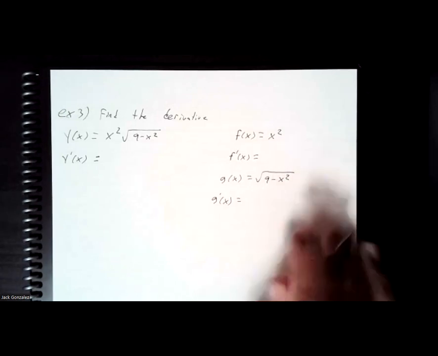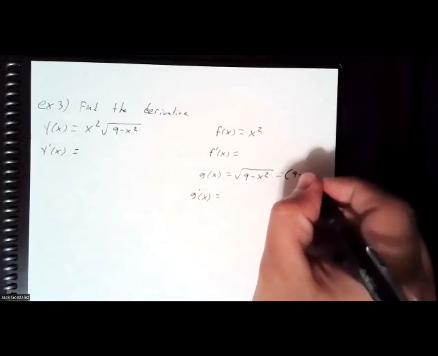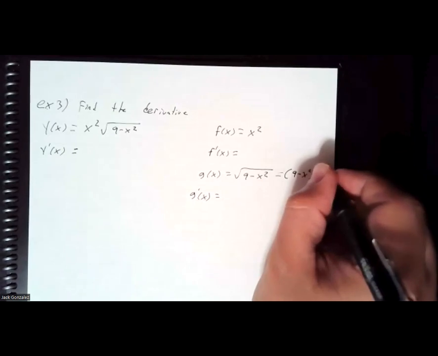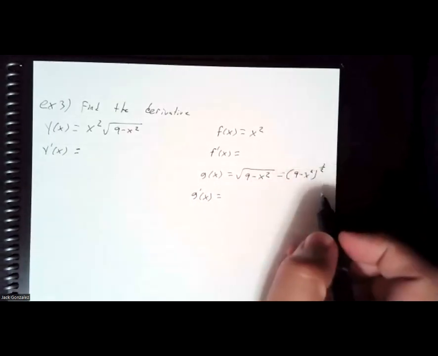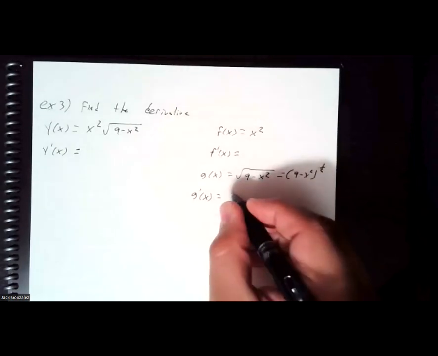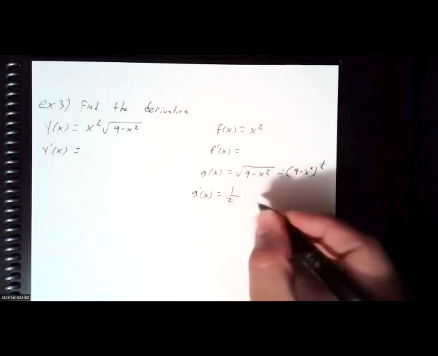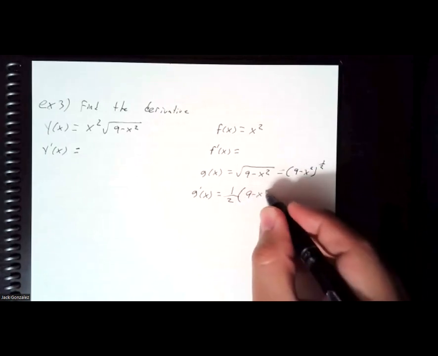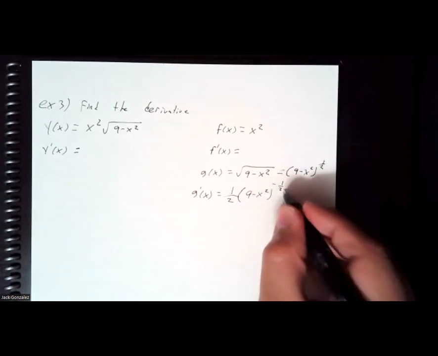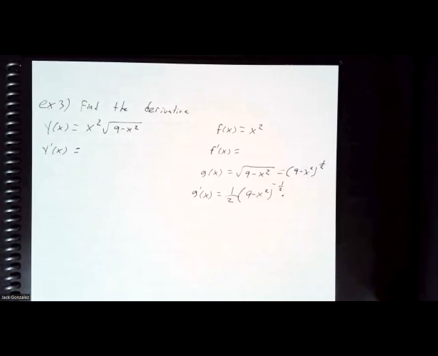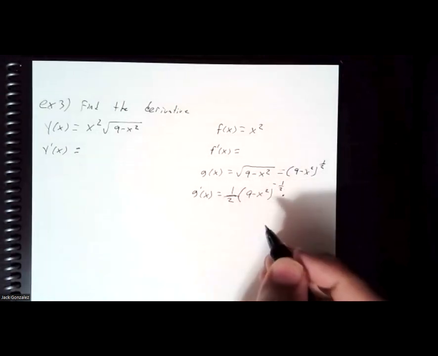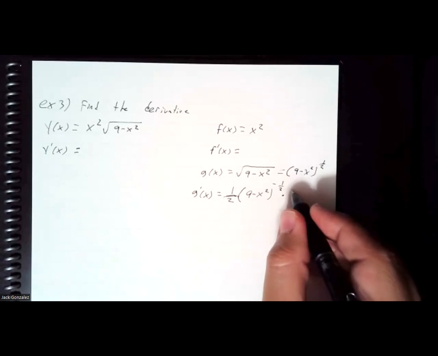So you would have to rewrite this first as a 1/2 power, so it's more obvious. Yeah. That the derivative will be. Do you see what this derivative would be? Yeah, it would be 1/2, and then in parentheses, 9 minus x squared to the negative power of 1/2. Yeah, and then times the chain rule. Yes.